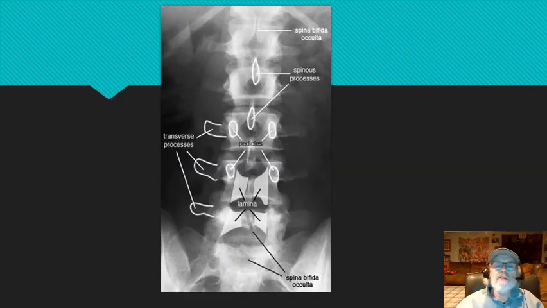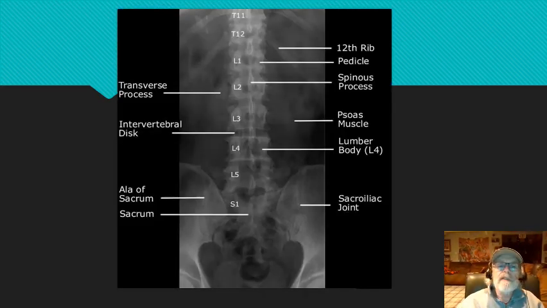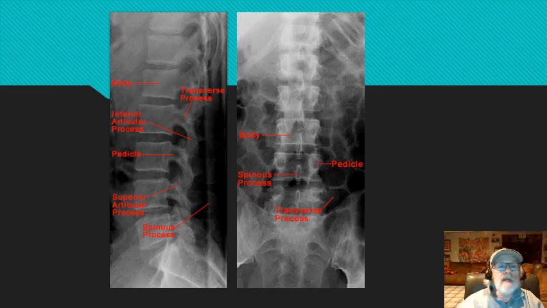This is just looking at the same thing. Here are the transverse processes. Here are the spinous processes. They've already looked at the lamina and stuff like that. Another one. Here's the spinous process, spinous process, all the way down. Transverse processes. Disc areas, and now we're going to be in the sacrum down here. Same thing again. Here's the disc right there.